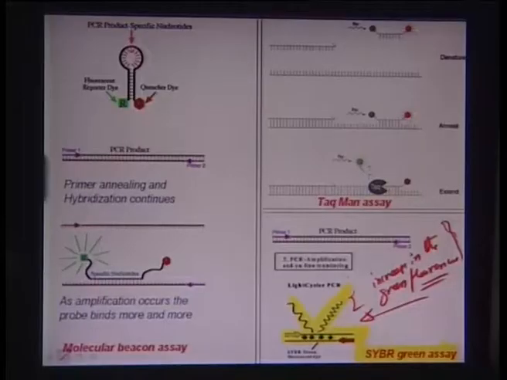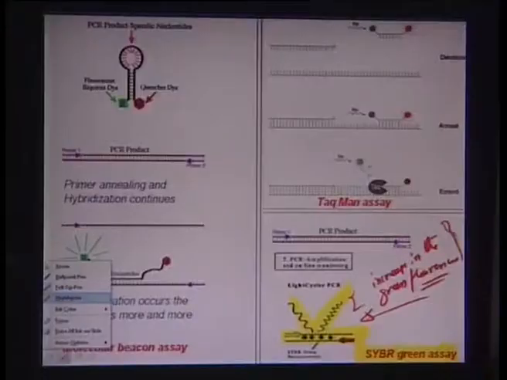There is another assay which is very commonly used, and there is a binding limitation in the SYBR Green assay. Let me just reiterate this again: it is just by virtue of intercalation that the signal comes out.